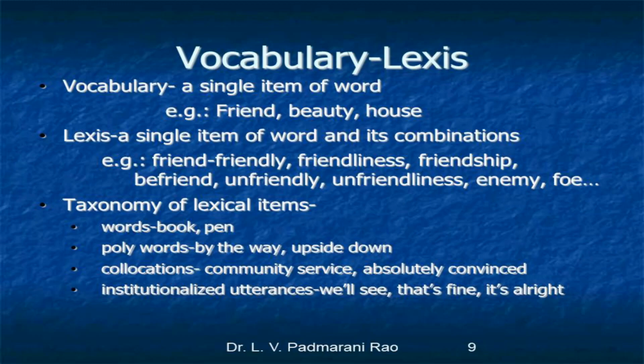Vocabulary talks about the single item or word, for example friend, beauty, house, with their individual pronunciation, meaning, and spelling. Whereas lexis talks about the word and its combinations. Say, for example, one word like friend. All associated words like friendly, an adjective, friendliness, a noun, friendship, again a noun, befriend, a verb, unfriendly, the negative of the adjective, unfriendliness, the negative of the noun, enemy and foe as the opposites of friend, all these become the combination of one word, friend.